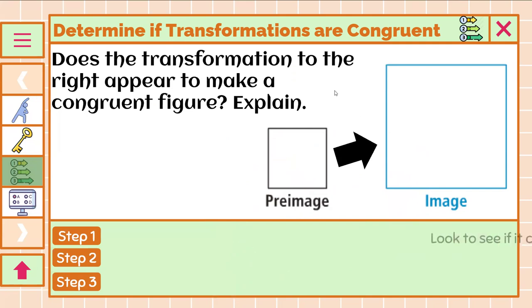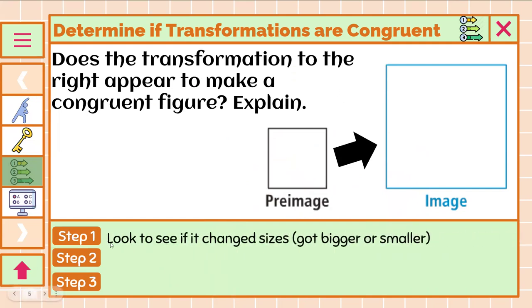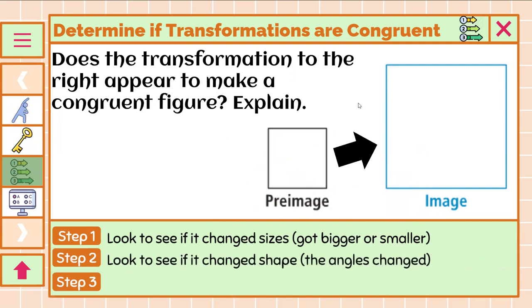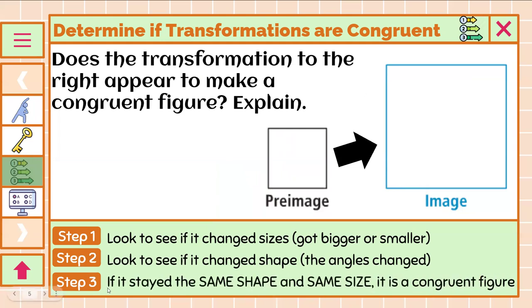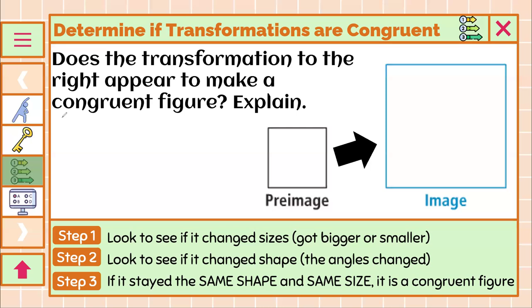Though we were just talking about looking to see if it changed sizes, it got bigger or smaller, it did get bigger. We can also see, did it change shape? Like, did the angles change? Well, no, it still looks kind of like a square. But we can only say it's congruent if the same shape and same size were kept. When it gets bigger or smaller, we have a dilation, that means it didn't stay the same size. So if they're asking if this is congruent or not, we would say it is not.